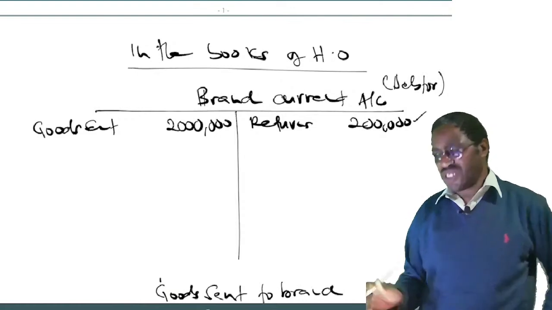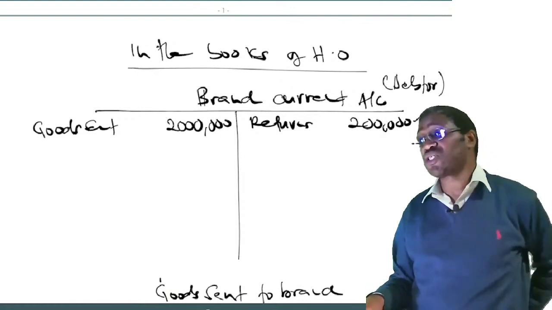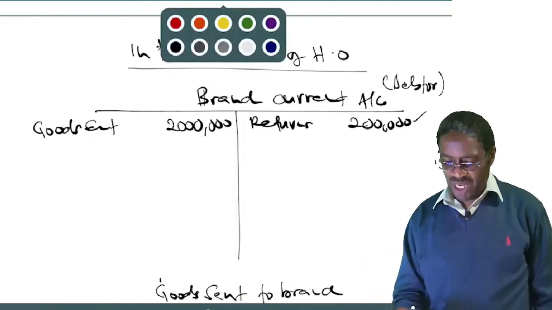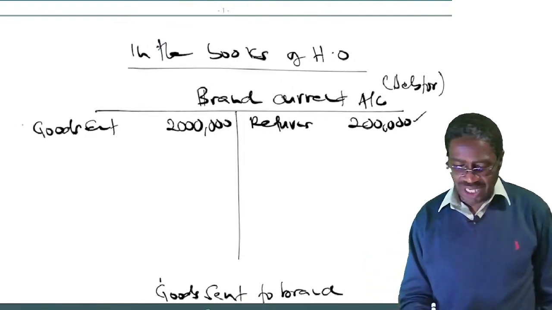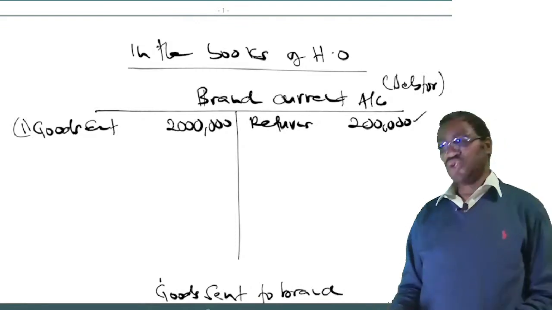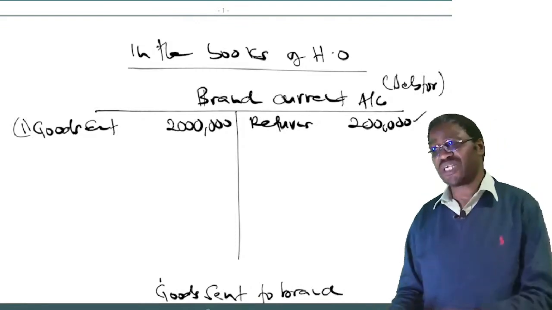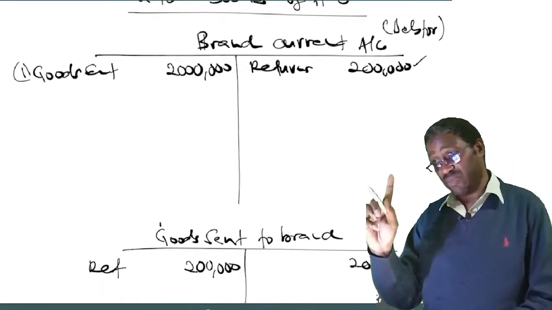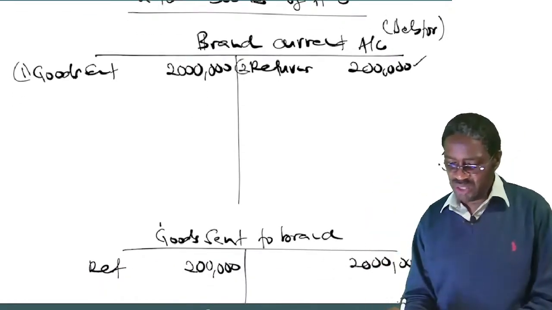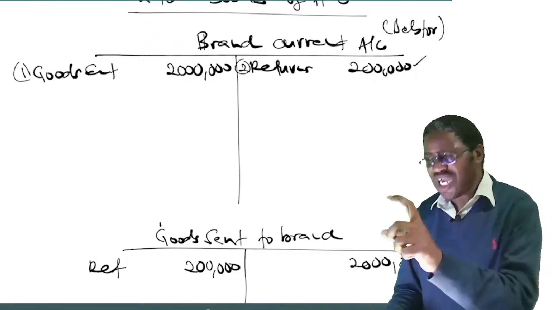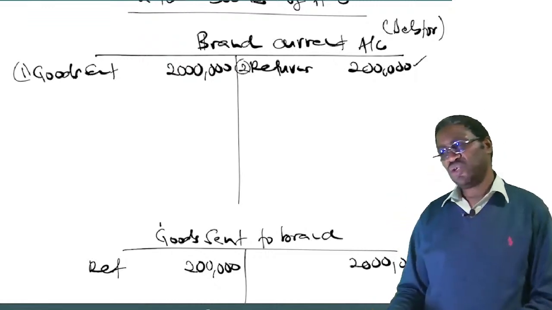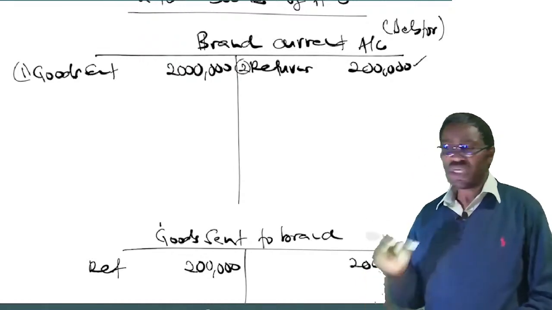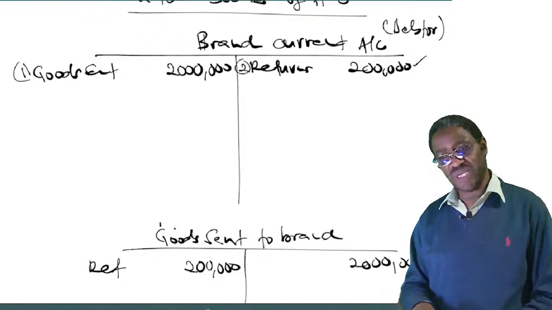So far, I've discussed only 2 accounting entries. Number 1, when goods are sent to the branch, you as head office debit branch current account and you credit the account called goods sent to branch. Number 2, with goods returned by the branch, you reduce what the branch owes you: you credit the branch current account and you debit goods sent.